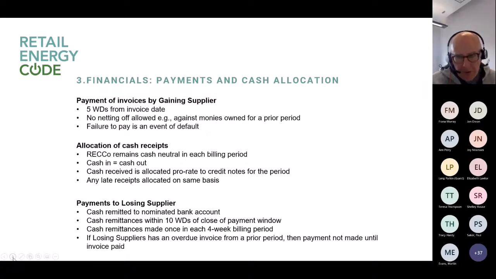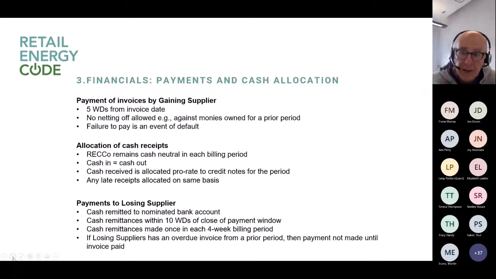We have confirmed with Her Majesty's Revenue and Customs that the MSC charge is, and I'm going to use very particular VAT language now, outside the scope of VAT.